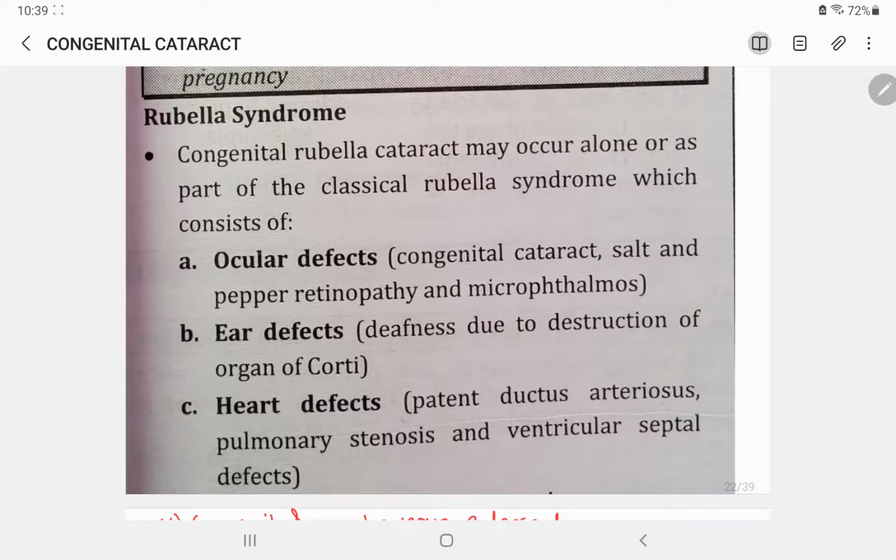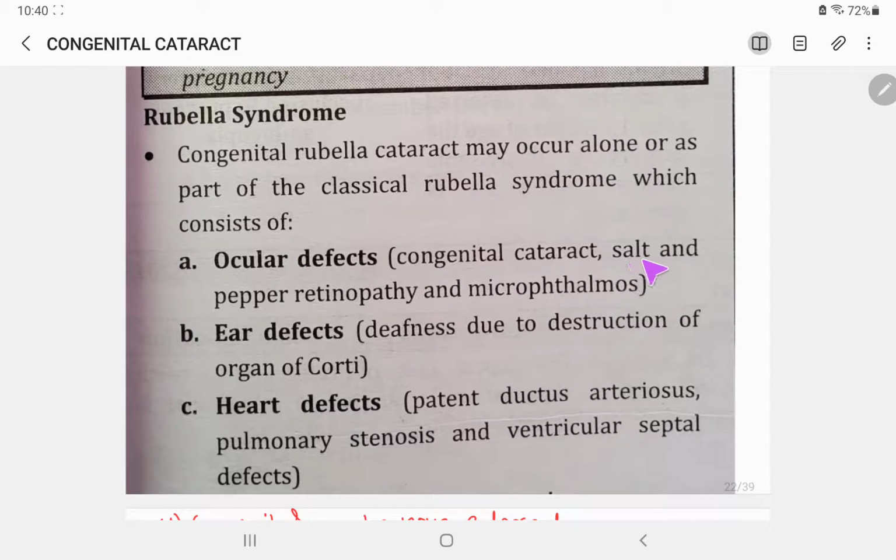So what consists of a rubella syndrome? MCQ, it can be asked. Congenital rubella cataract may also occur alone or as a part of the classical rubella syndrome. These include three things: in the eye, in the ear, and in the heart. Okay, rubella syndrome affects the eye, ear, and the heart.